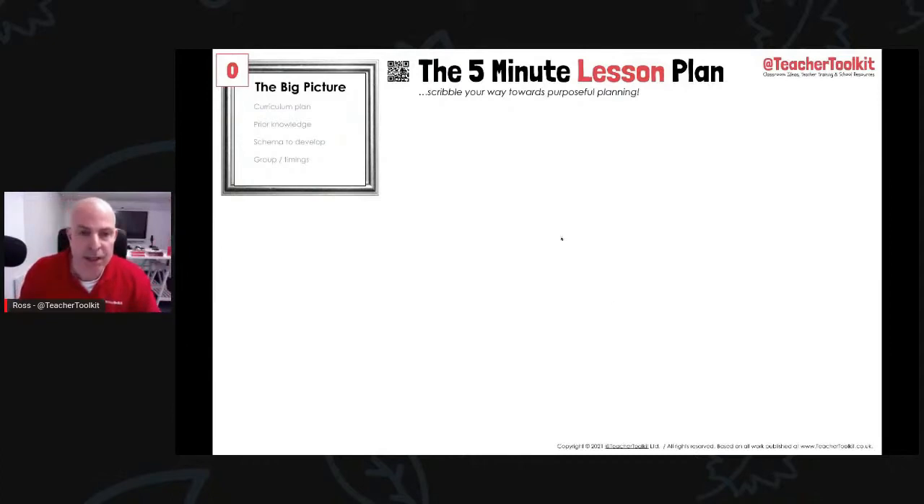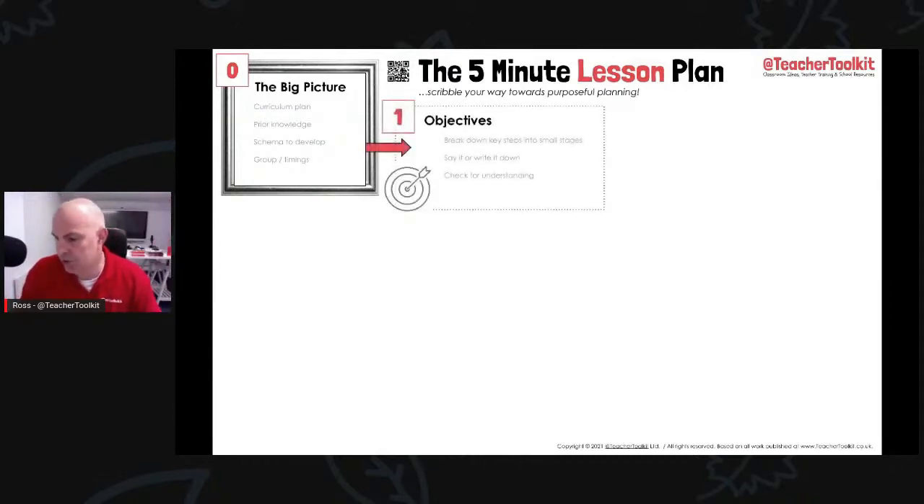Stage 1 is your objectives. So what research recommends here is we need to break down into small steps the key aspects we want students to learn. And the thing that I'm going to really emphasize here is, what do you want students to learn, not do? Okay, there's a big difference between learning and doing.